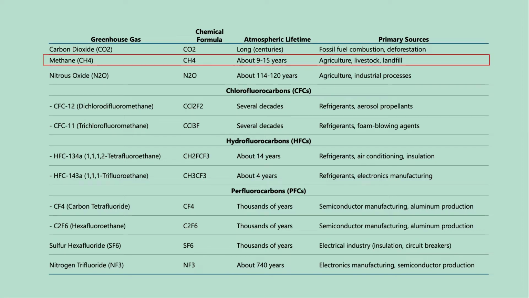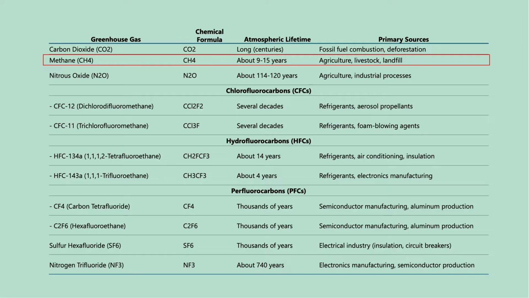Next gas is methane or CH4. The primary sources of methane include agriculture, landfills, and fossil fuel combustion. Livestock such as cows, sheep, and goats produce methane through a process called enteric fermentation. In their specialized stomachs, microbes break down complex plant material, resulting in the production of methane as a byproduct, which is then released primarily through belching.